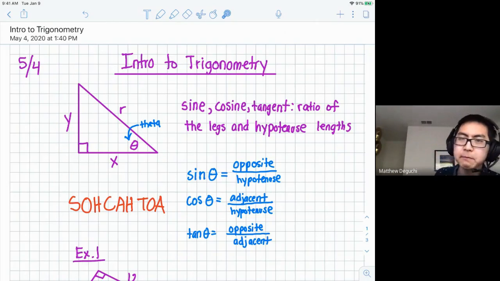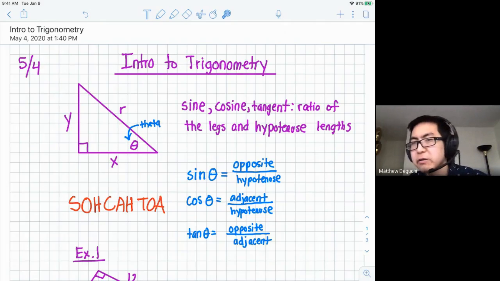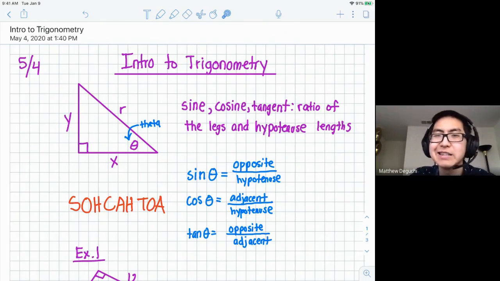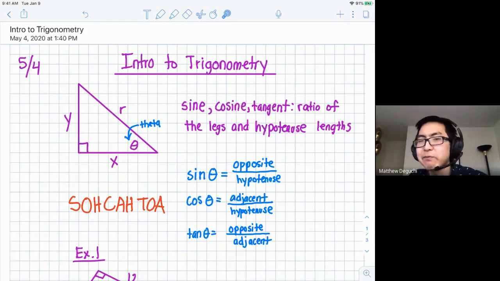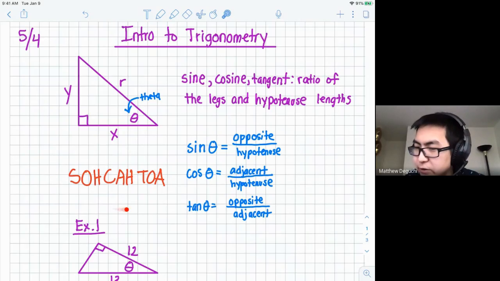Okay, so we have three trigonometric ratios that we are hardcore going to be looking at, and that's sine, cosine, and tangent. Those are ratios of the legs and hypotenuse lengths. I think a lot of you remember it from SOHCAHTOA from last year. So S is the sine, right? And then O and H is the opposite over hypotenuse. This C is cosine, and the A and H is adjacent over hypotenuse. And this is tangent, and that represents opposite and adjacent.